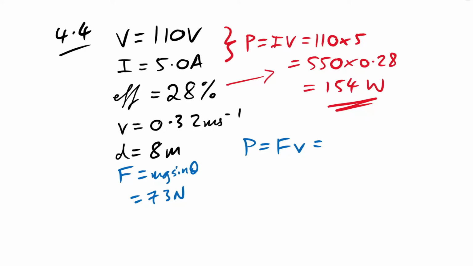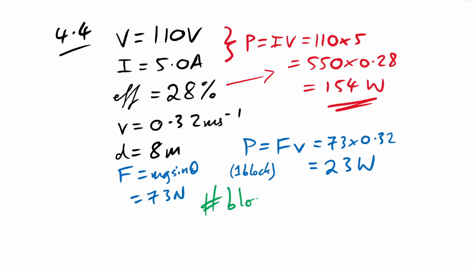Cool. So the power needed for one block is equal to 73 newtons times the speed of 0.32 meters per second. Because once they're up to that speed, then the friction doesn't need to be as great as it did before when it was accelerating it. So that gives us 23 watts.